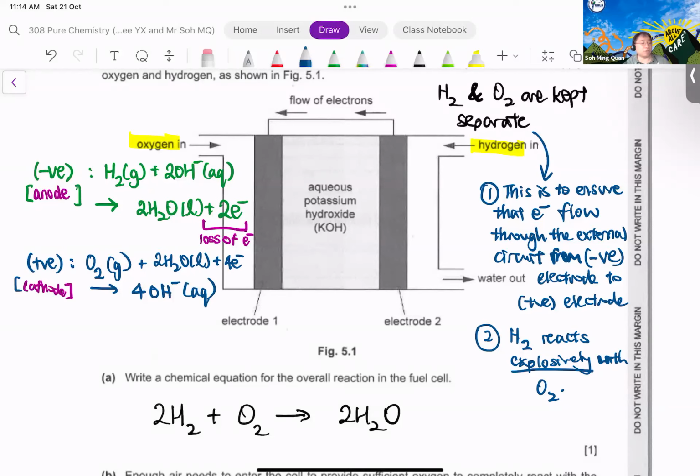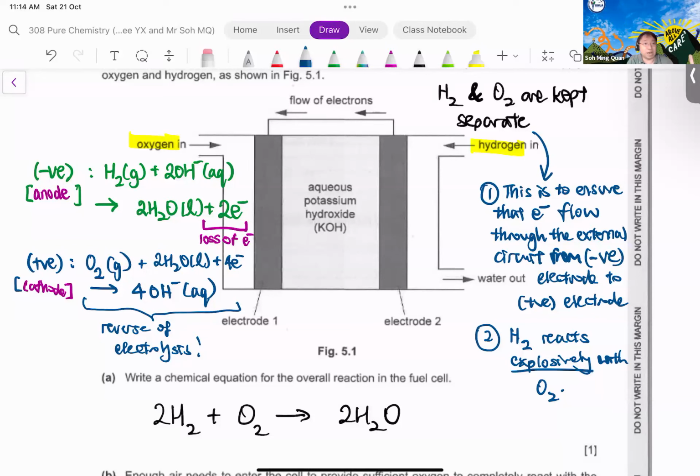And what do you notice? How do you better memorize this? Do you realize this is the reverse of electrolysis? This is the reverse of electrolysis, which is what I said during the lesson when I went through the fuel cell. That's how you memorize. Electrolysis is 4OH⁻ becomes O2 plus 2H2O, right? This is the reverse of it. O2 plus 2H2O becomes 4OH⁻.